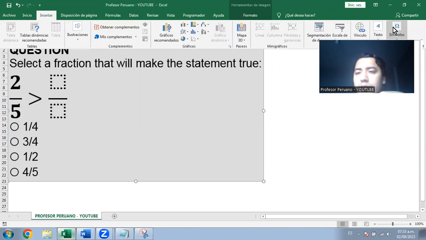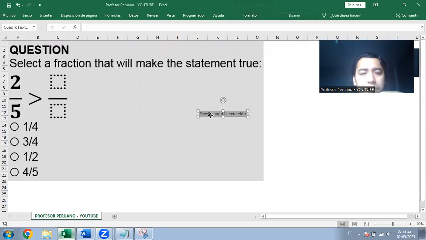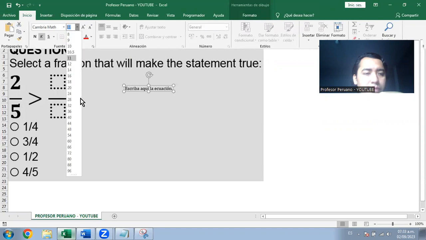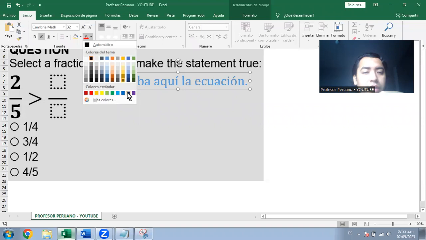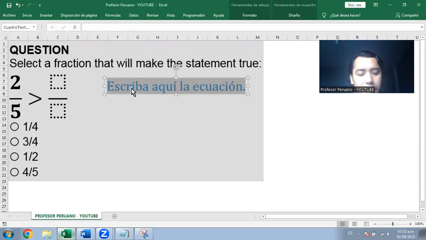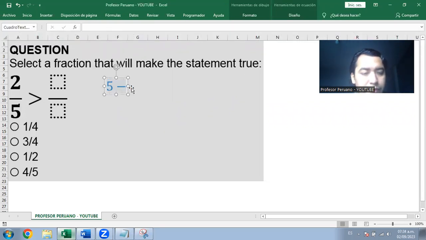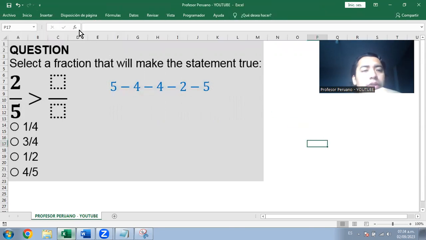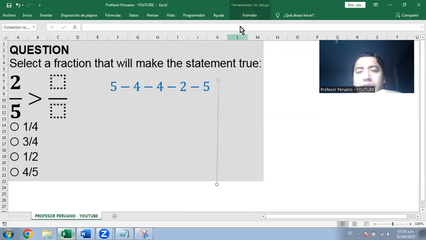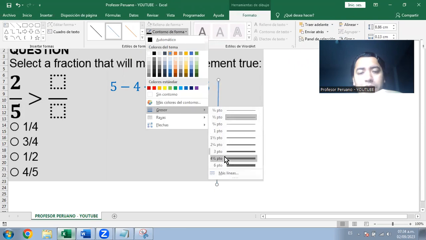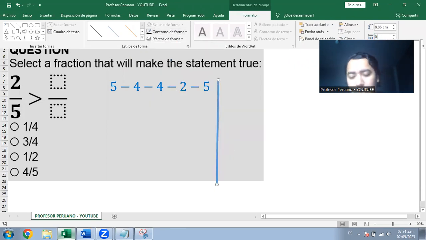So for doing that, we need to take all the denominators of all the fractions, and those denominators are 5, 4, 4, 2, 2, and 5. So we have taken all the denominators, and we are going to determine the least common multiple of all the denominators.